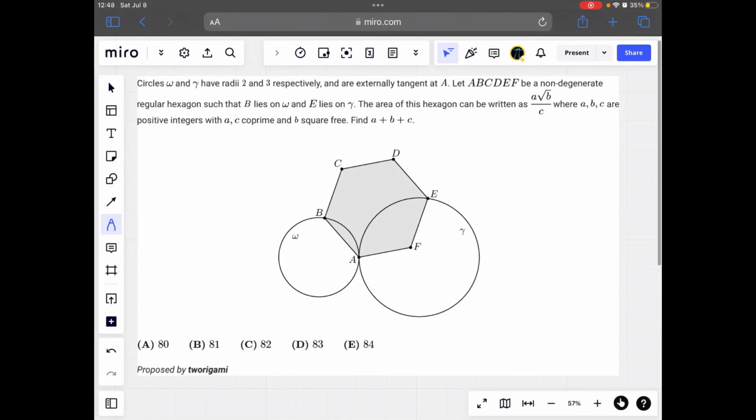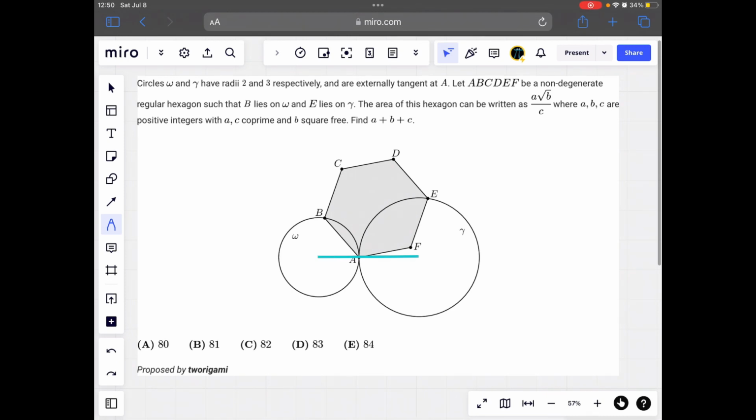Circles omega and gamma have radii 2 and 3 respectively, and are externally tangent at point A. Let ABCDEF be a non-degenerate regular hexagon such that B lies on omega and E lies on gamma. The area of this hexagon can be written as A root B over C, where A, B, and C are positive integers, with A, C co-prime and B square free. Find A plus B plus C.